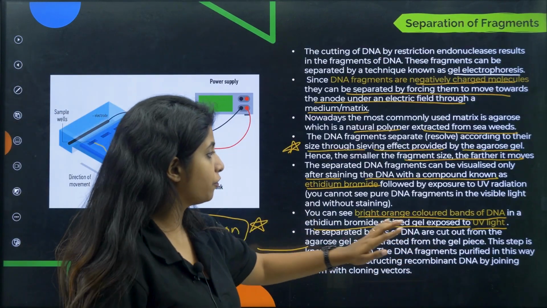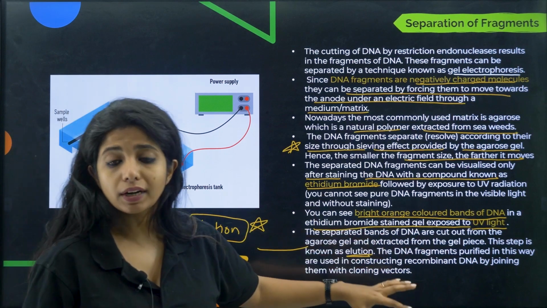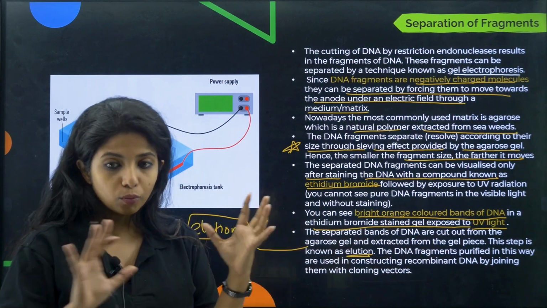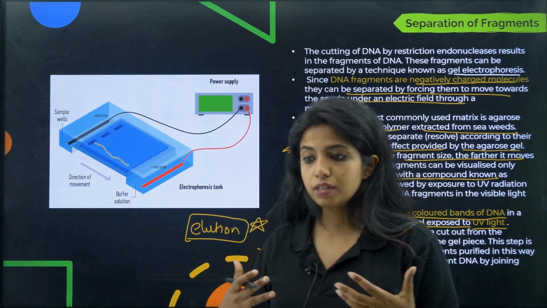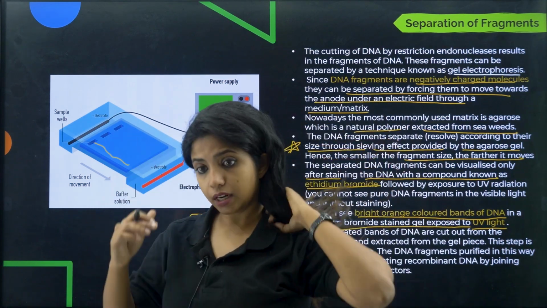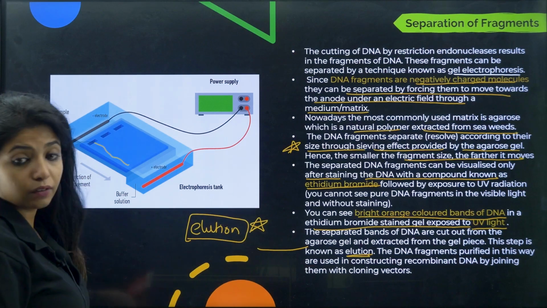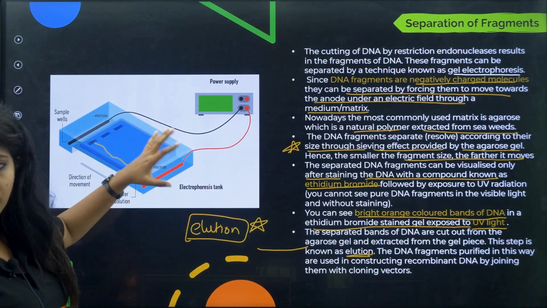The DNA fragments purified in this way are used in constructing recombinant DNA by joining them with cloning vectors. Now the next step will be cloning vectors. No, the next step won't be cloning vectors. Basically, I want to increase their number first and then put them into vectors. So for that we need a machine which is known as PCR. I hope this is exactly clear to you children. Now we can go ahead, right?